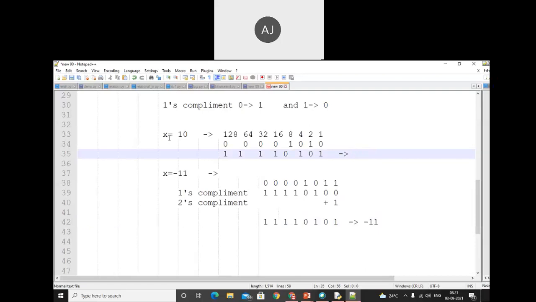This value is the one's complement of 10. We get this value, so this value and this value are matching. Now we can say that when we apply the negation to x equal to 10, we get this value, minus 11. We get minus 11 because negative numbers are not stored in memory directly. That number will be stored in the form of 2's complement. So hope you get the idea.